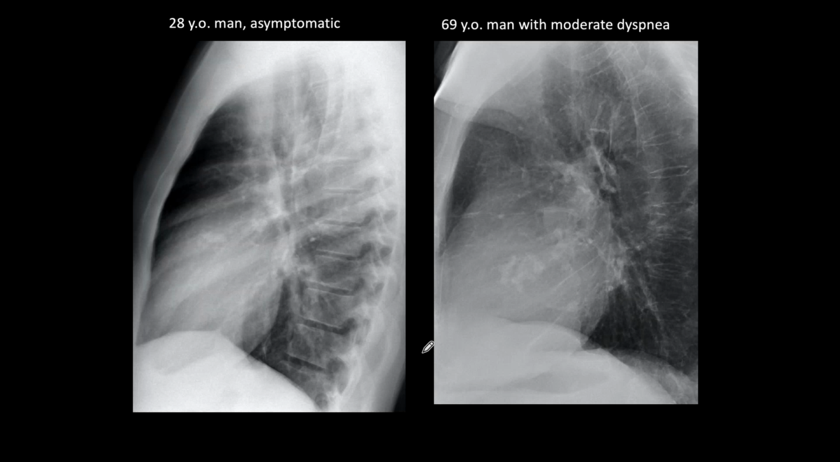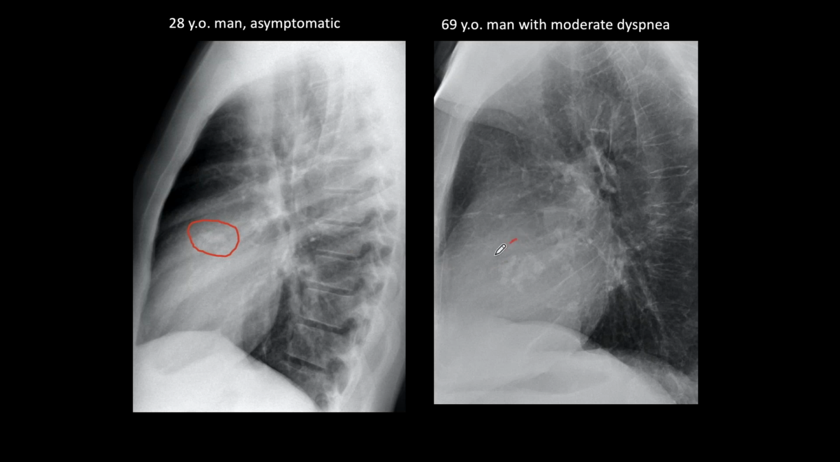Sometimes, although this is unusual, instead of superimposition of the right middle lobe or lingula over the heart, you are going to have an intrinsic disease of the heart. These are two lateral chest films in two different patients. One is a 21-year-old man, asymptomatic. The other one is a 69-year-old man with moderate dyspnea. The heart has a uniform density, so any shadow over the heart is either superimposed or it is inside the heart. Here we have a linear shadow.